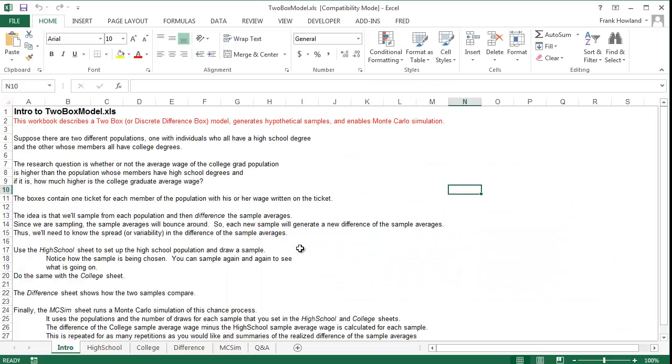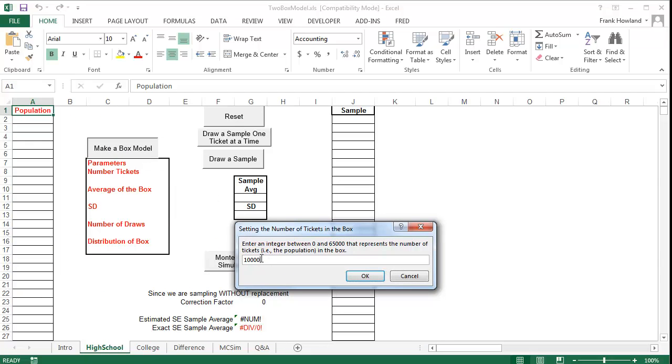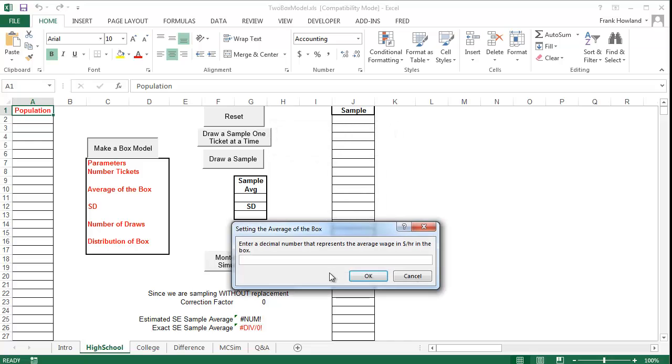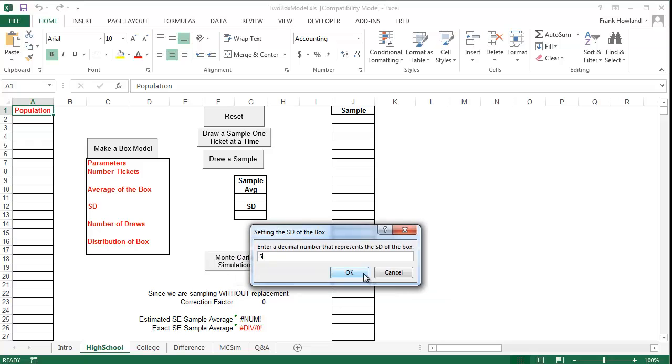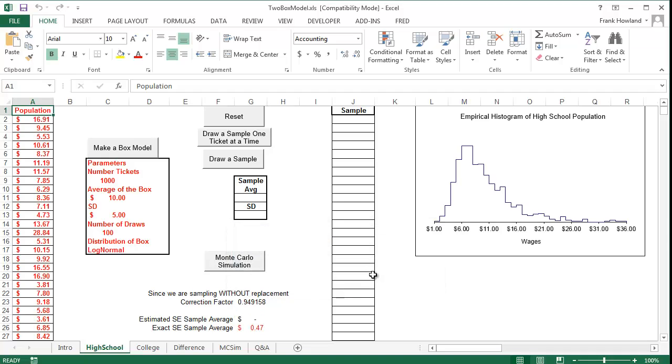Here it is. So let's proceed to the high school sheet. Notice we've got high school and college. We're going to set up two boxes, one for high school, one for college. Let's go with high school. So let's pick a population of 1,000 high school students. We're going to go with a log normal distribution for the box. I'll explain what that is in a moment. And we'll pick an average wage of $10 an hour, an SD of $5 an hour. We're going to take a sample size 100 every time we do this.